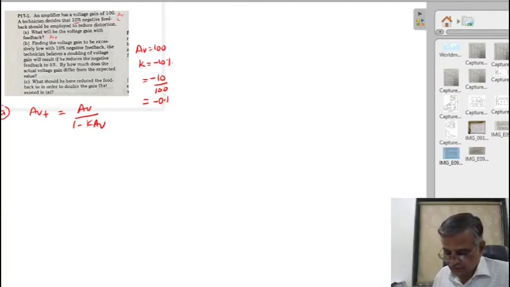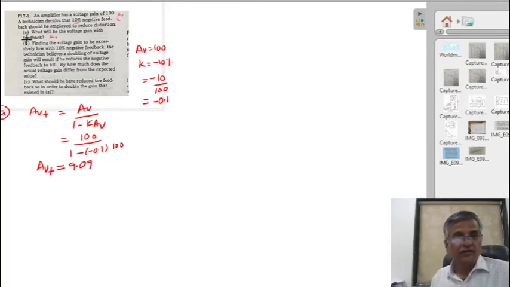So let us put this value. This is 100 upon 1 minus 0.1 multiplied by 100. You will get 9.09. This is your AVF in A. This is what they are asking you in A, finding what will be the voltage gain with feedback. Now B is very good.